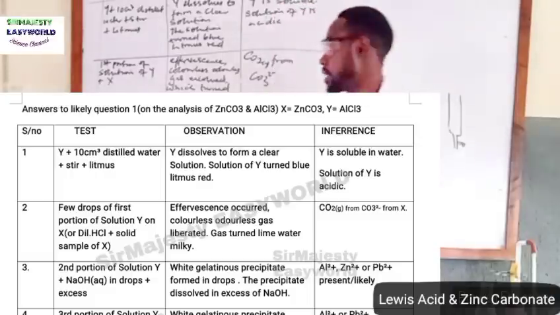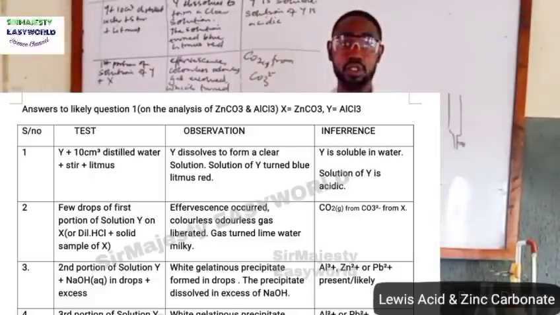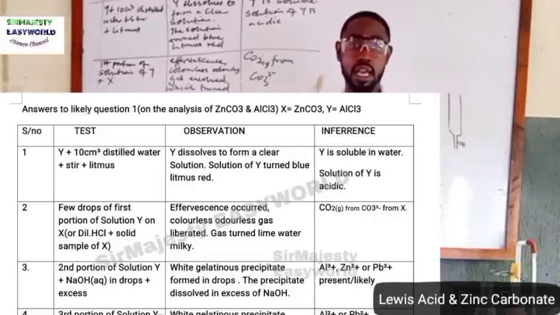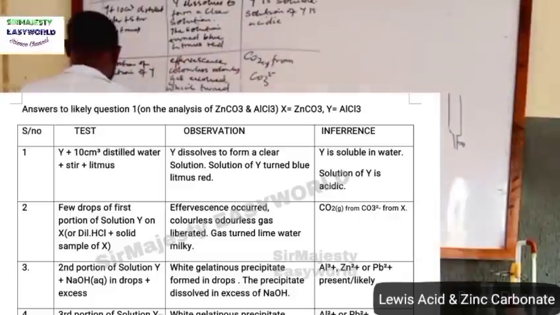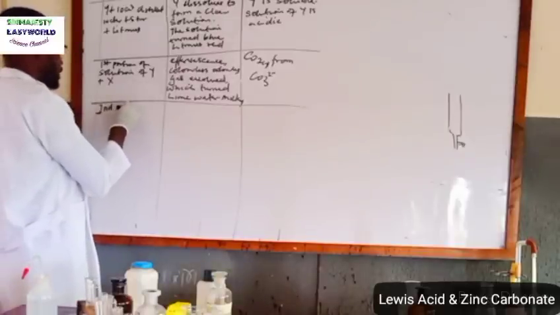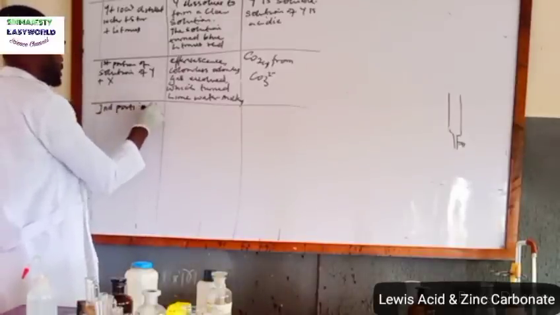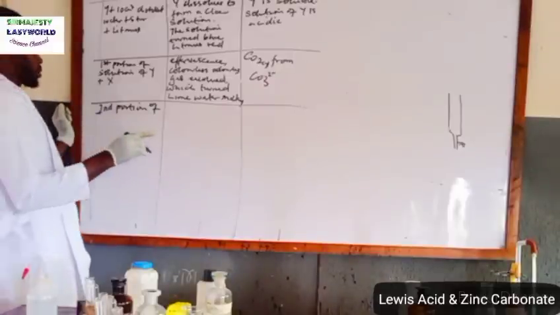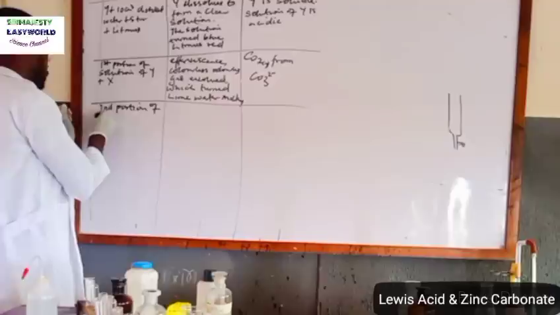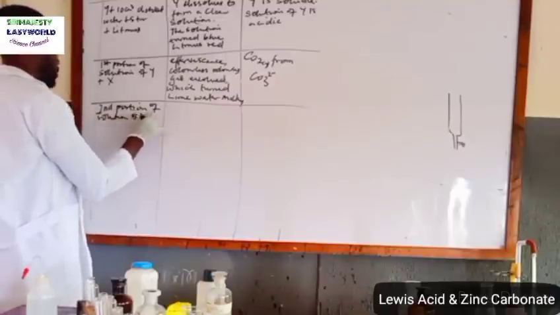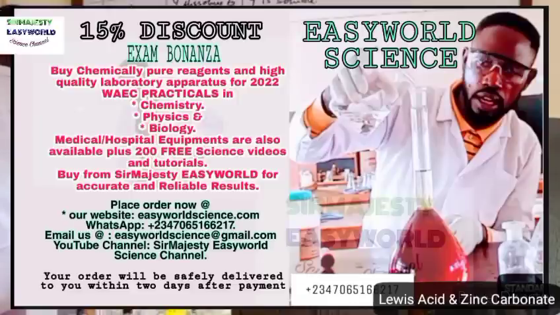Okay? Then the other experiment I did, the third one, was the first portion of the solution of aluminium chloride plus sodium hydroxide in drops and then in excess, which means here I will write second portion, not first portion actually. In your exam, it might be first portion. Just know that I'm adding sodium hydroxide into an aqueous solution of aluminium chloride. So, second portion of a solution of Y plus sodium hydroxide aqueous in drops plus excess.